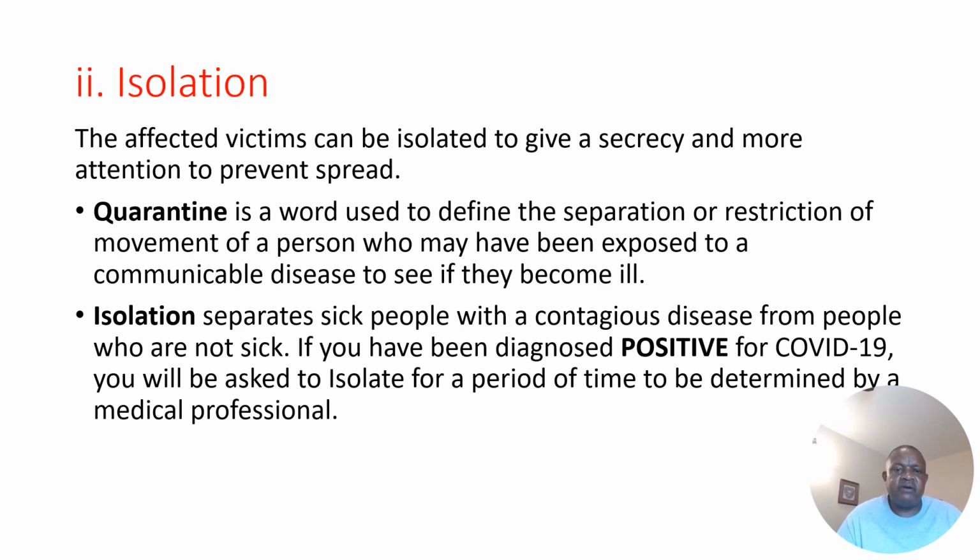Now we are talking about measures that are called contingency measures as they relate to occupational health and safety. Quarantine is a word used to define the separation or restriction of movement of a person who may have been exposed to a communicable disease to see if they become ill. Isolation separates sick people with a contagious disease from people who are not sick. If you have been diagnosed positive for COVID-19, you will be asked to isolate for a period of time to be determined by a medical professional.